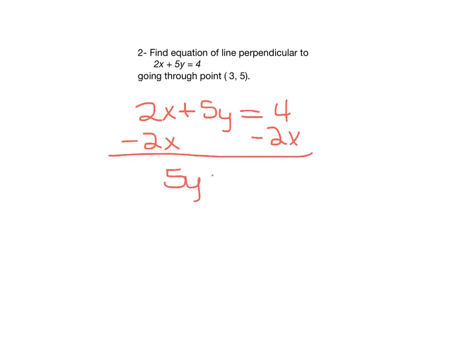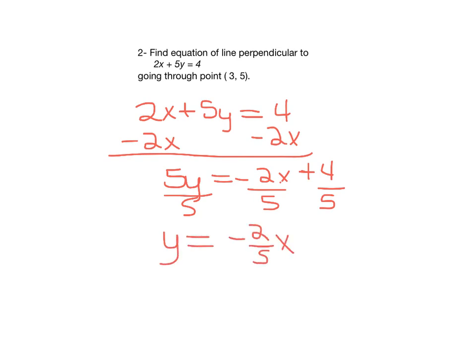So again, remember, for perpendicular, we need opposite reciprocals or negative reciprocals. The first thing I'm going to do is rearrange my equation. So the 2x plus 5y equals 4. Subtract 2x. 5y equals negative 2x plus 4. Divide everything by 5. And y equals negative 2/5 x plus 4/5.